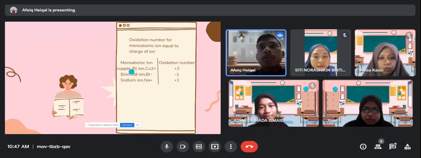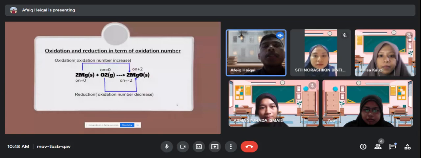For example, the copper(II) ion, Cu2+, is the ion of copper, so the oxidation number is positive 2, while the bromide ion Br- is equivalent to negative 1. So the oxidation number for the bromide ion is negative 1. And the last is the sodium ion, Na+, which is equivalent to positive 1. So let's go back to the question.